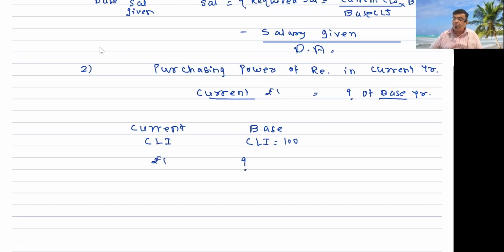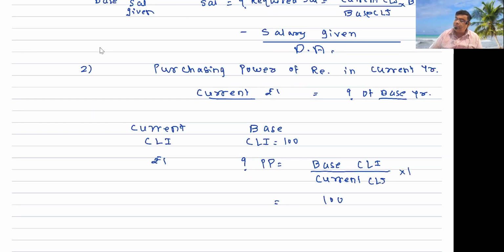Now tell me, this purchasing power will be equal to what? What formula will you develop? You develop a formula that this is base CLI. If not given specifically, then we take it as 100. Base CLI over current CLI, into 1. But base CLI may be considered to be 100, and that over current CLI.